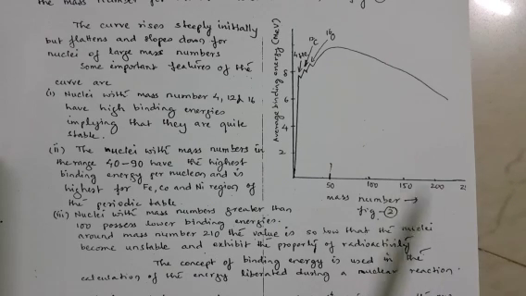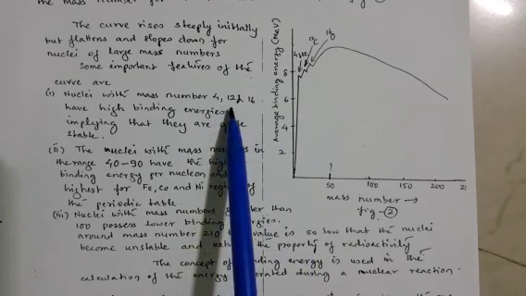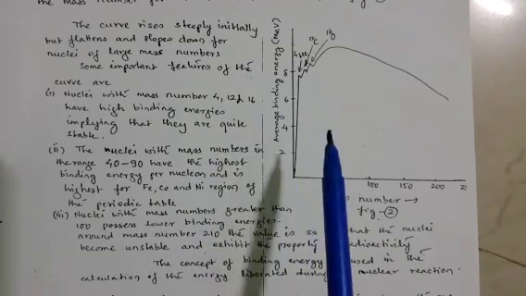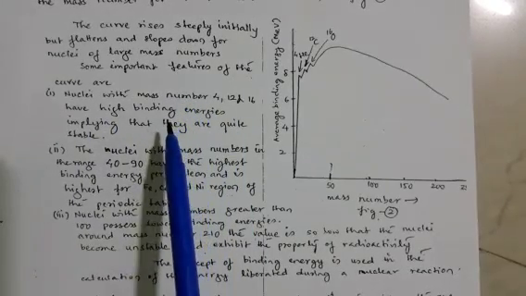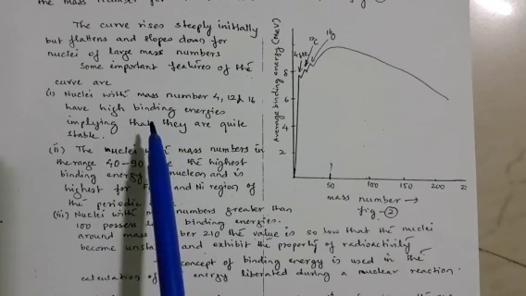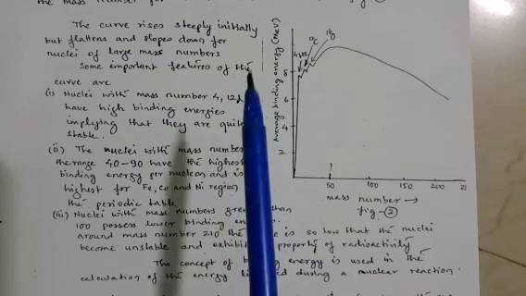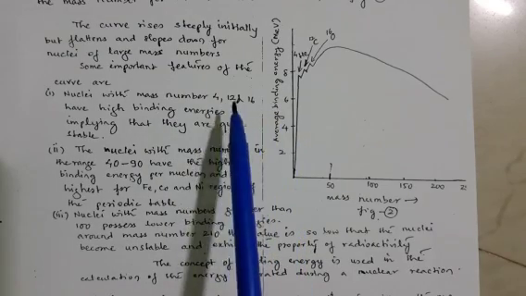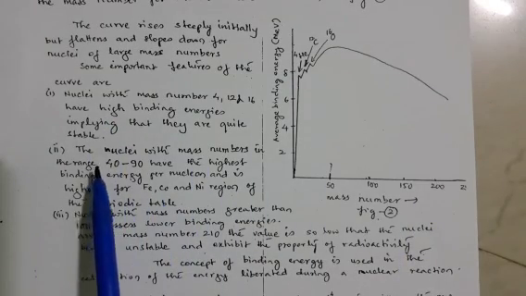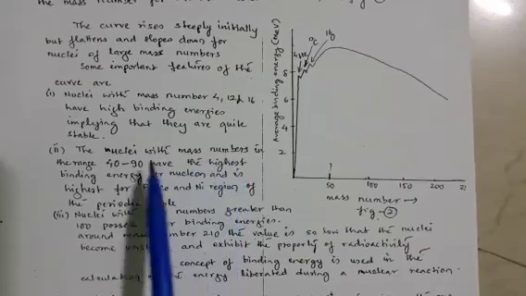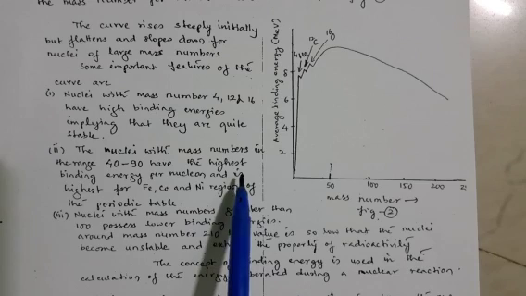Okay, so under that, the first one, the nuclei with the mass numbers 4, 12 and 16 have high binding energies. That means the nuclei having the mass number 4, 12 or 16 possess more stability, so they are quite stable. The next factor which can be drawn is that the nuclei with mass numbers in the range of 40 to 90 have the highest binding energy.